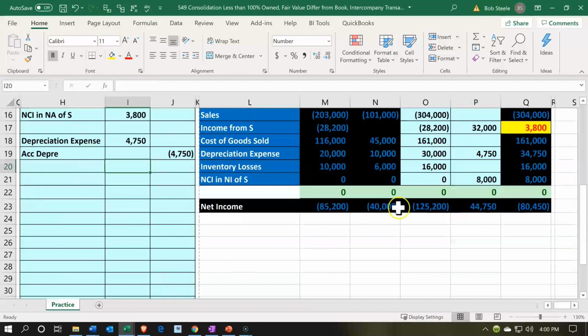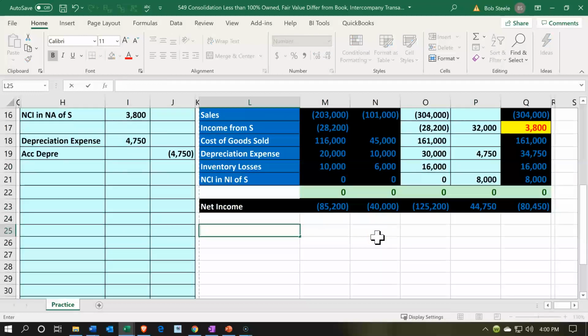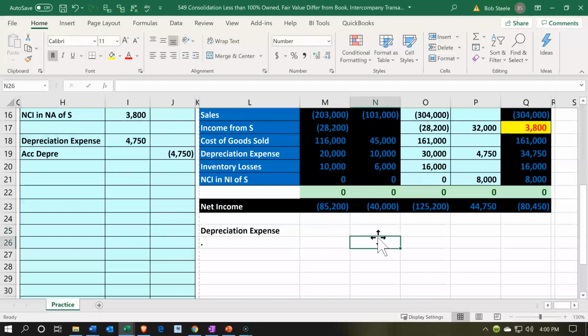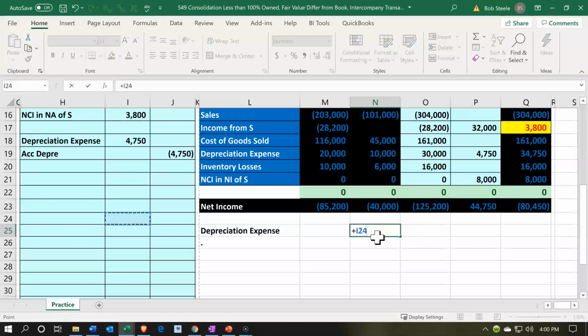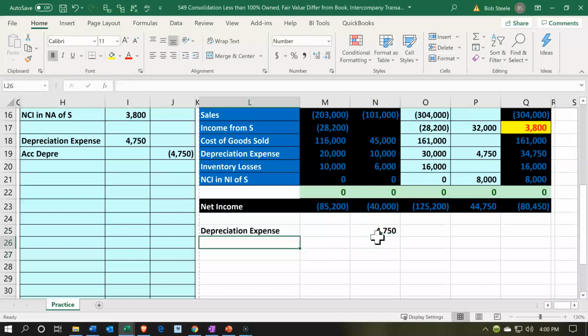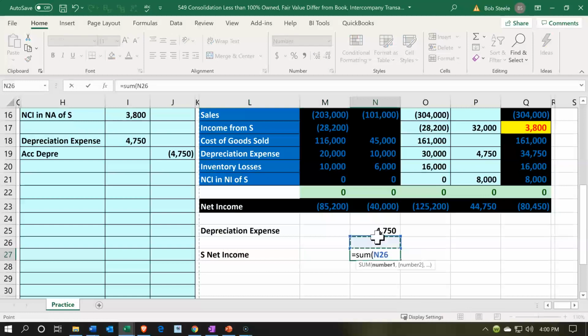And I think it's useful to kind of think about this down here too. This 40,000, if you think about the effect on just S, let's just do a reconciliation of S. We're going to say there was an adjustment to depreciation of this 4,750. So if we were just to think about S's net income after adjustments, S net income after the adjustment, we're going to say, all right, now it was 40,000 and we decreased it by that 4,750.